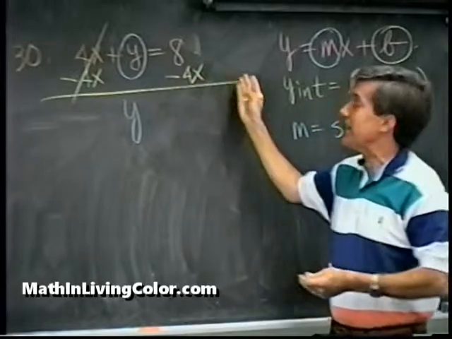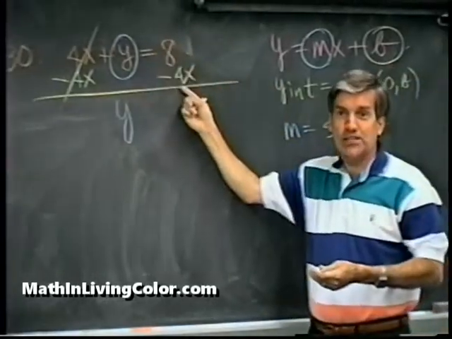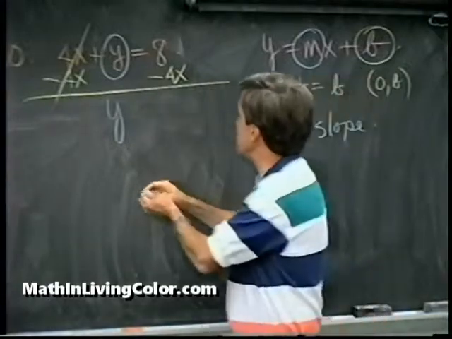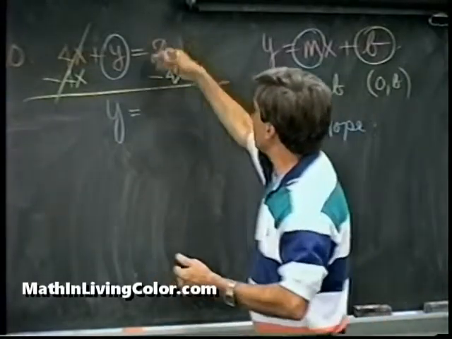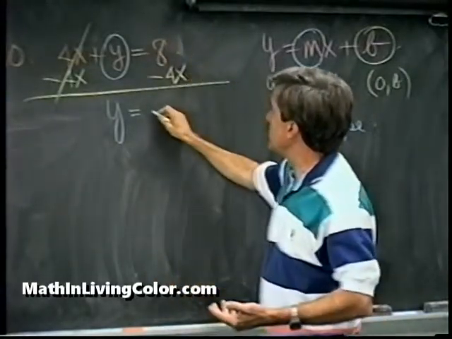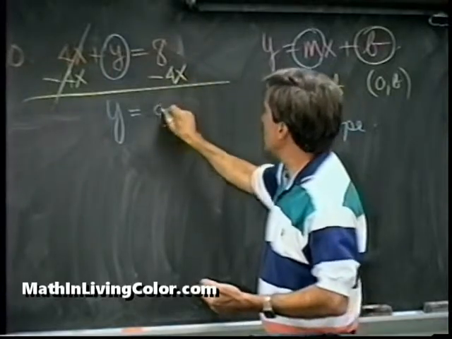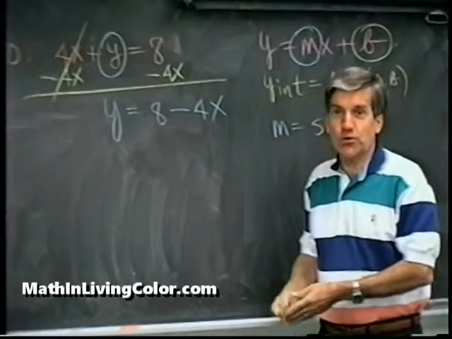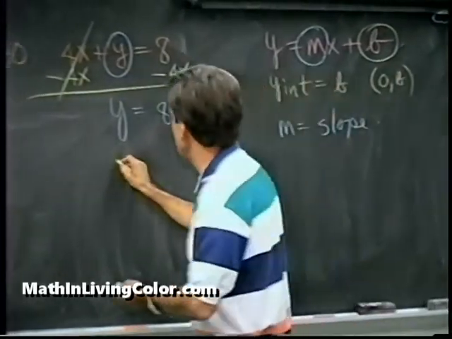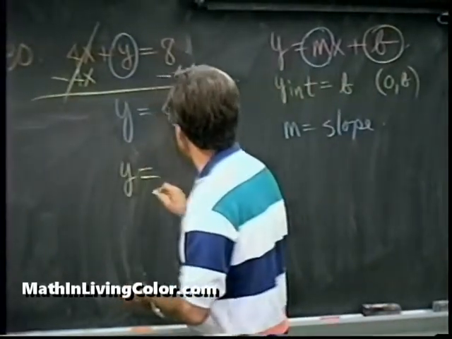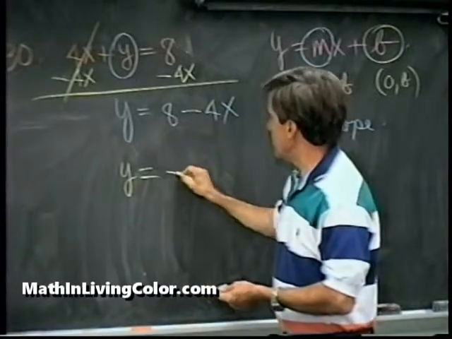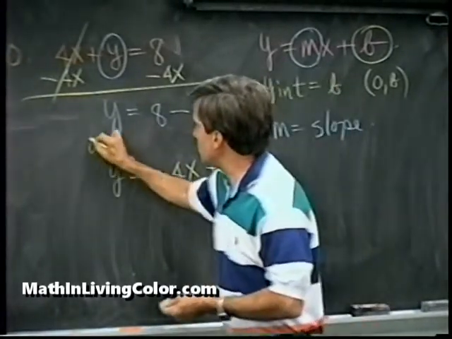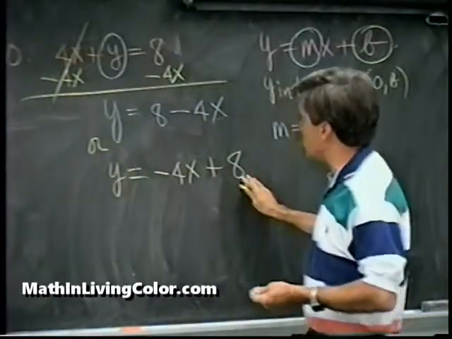But what's left on the right side? Now this doesn't combine, does it? 8 and negative 4x don't combine. So what would you write? Just 8 minus 4x. Okay? You could write it 8 minus 4x. How else might you write that? y equals negative 4x plus 8. Okay? So you could write it either this way or this way.